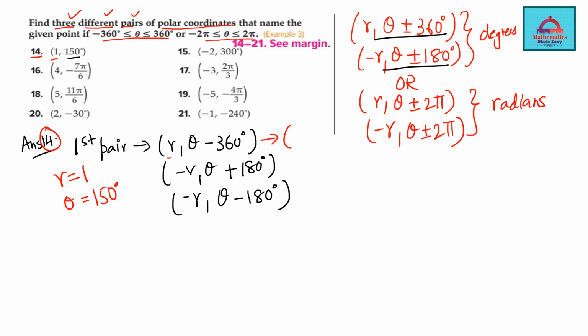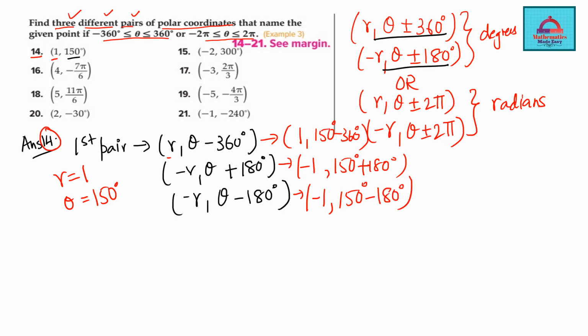So the point would be 1 comma theta, which is 150 minus 360. This one is minus 1, this one is also minus 1. Theta means 150 plus 180, and 150 minus 180. So what is the answer? Let's see. For the first one, the point would come out to be 1 comma minus 210. For the next one, it will be minus 1 comma 330, and for the last one it will be minus 1 comma minus 30.